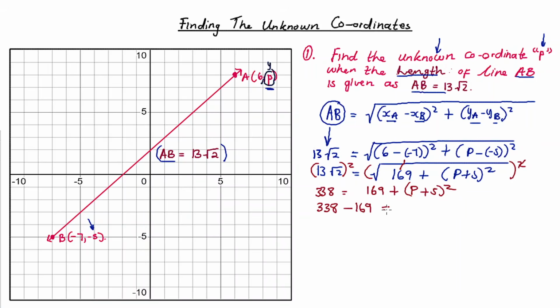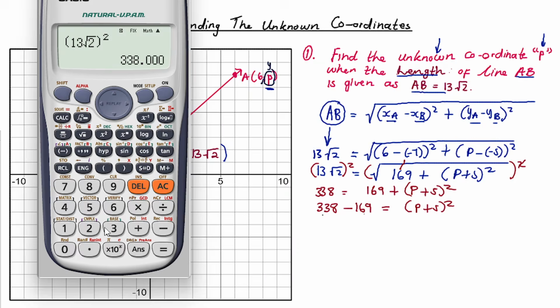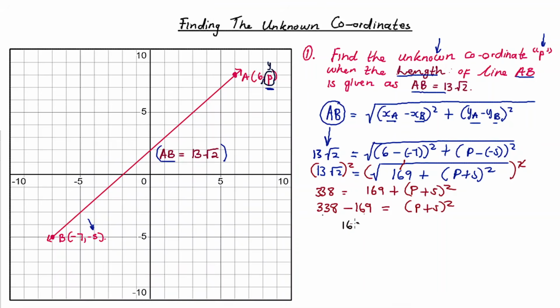Hey, life is already hard, man. Life is hard already. Don't complicate things. Now we're gonna subtract this. 338 minus 169. I'm getting a 169. 169 equal to p plus 5 raised to exponent 2. Now I would have to get the square root of this.